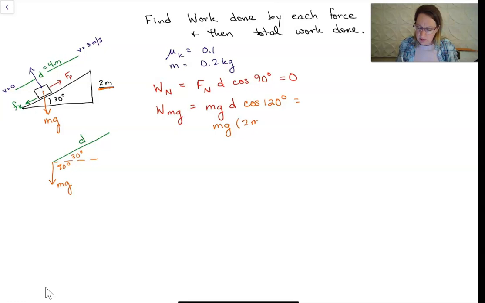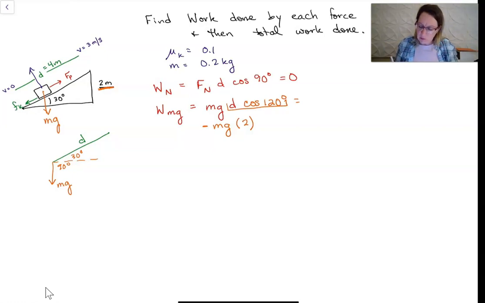So mg times the 2 meters, and that would be negative because the force is down, but the displacement is up. And so both of these are going to give you the same thing. A d times cosine of 120 is going to give you a 2 again. And so you can calculate this pretty quickly.